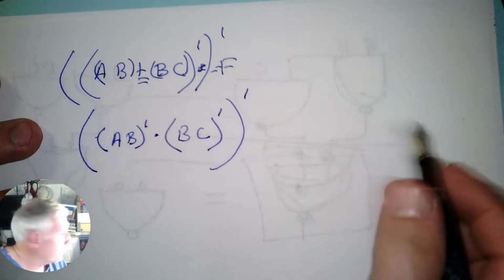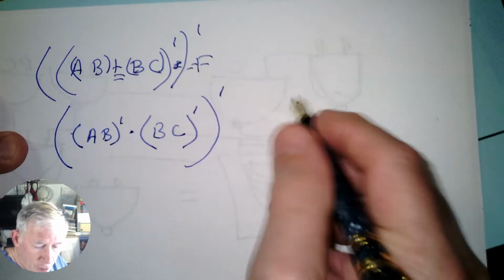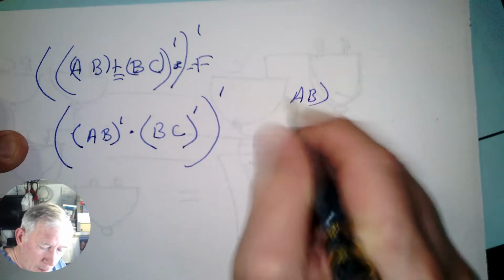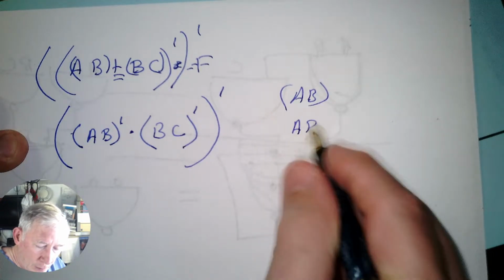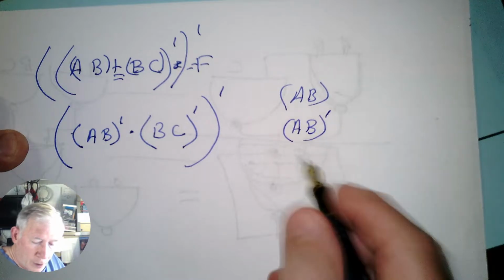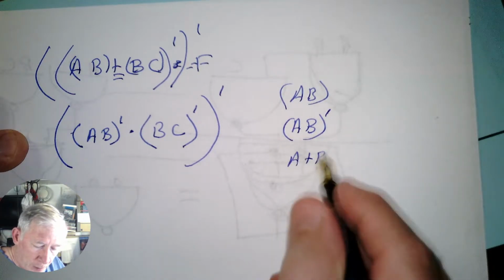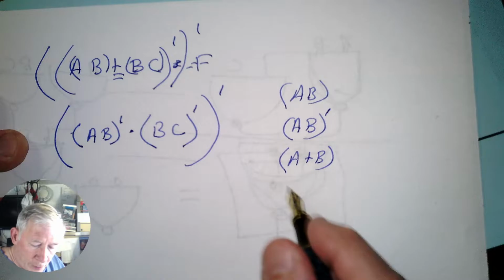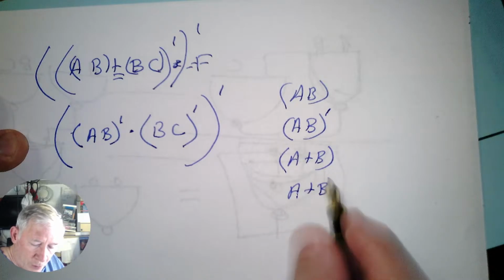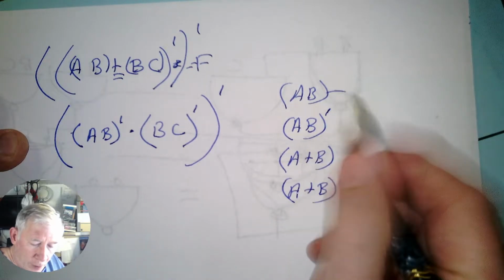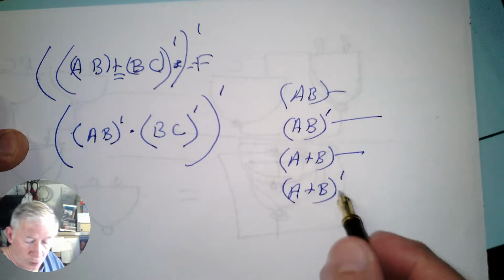Now remember, an AND gate is just AB. A NAND gate is AB with a tick. An OR gate is A plus B. And a NOR gate is A plus B with a tick. So AND, NAND, OR, NOR.